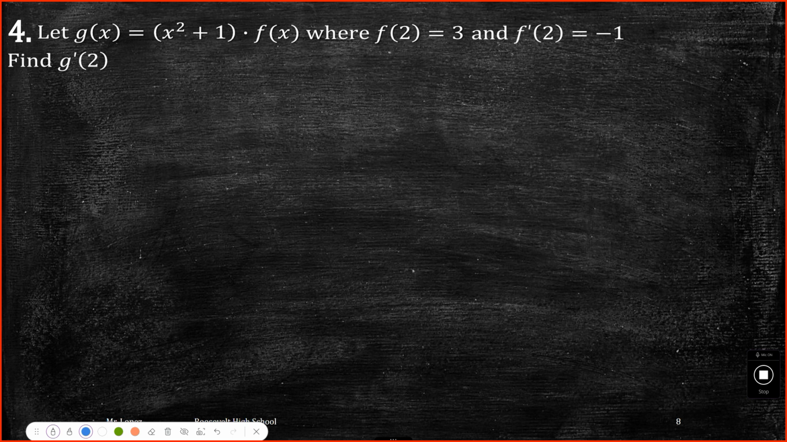All you're doing is the product rule, and once you've finished the product rule, evaluate. All right, let's go. G prime of x: the first times the derivative of the second, plus the second times the derivative of the first.